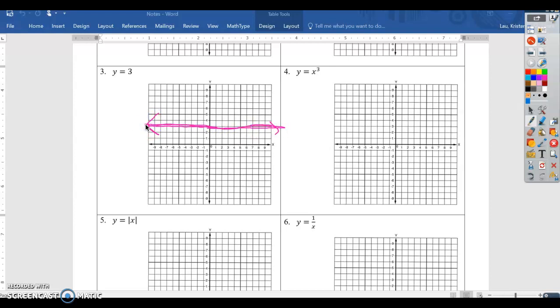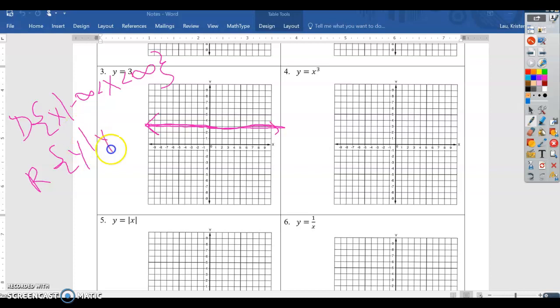Okay, my domain, this time I'm going to write it in set builder notation, but you can write it in interval notation. I'm just practicing my set builder. So x such that negative infinity is less than x, which is less than positive infinity, in closed bracket. Okay, my range, I'm going to say that's r. y such that y is always 3.